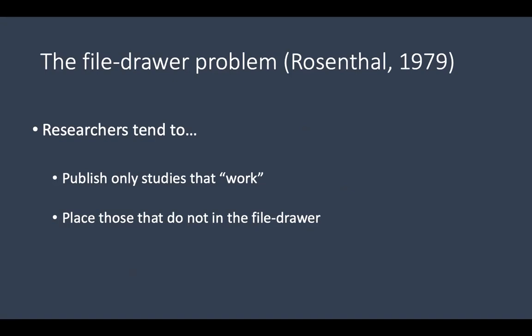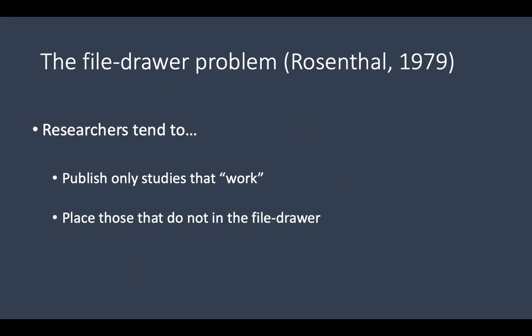There's also the file drawer problem, right? The file drawer problem means that the researchers only report the studies that produce a positive effect. And then they select and report. So one study with one significant finding is reported, while four or five studies that have non-significant findings are thrown into the file drawer, right?